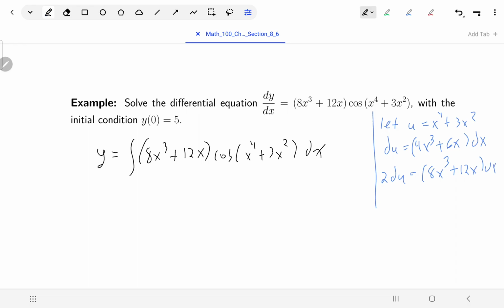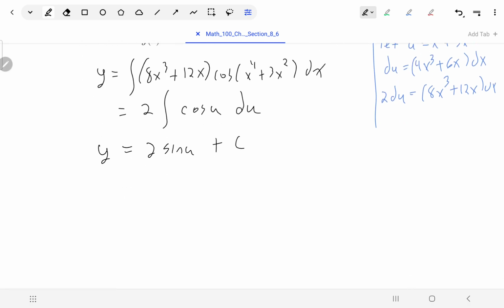So I guess now we're ready to do our substitution. Cosine of x to the 4 plus 3x squared becomes cosine of u. And 8x cubed plus 12x dx becomes 2 du. So actually that's a much nicer integral to look at. So integrating 2 cosine u du, and that should be 2 sine u plus constant c. Of course, I need to go backwards and substitute in and say what u is. So I'm going to go and replace the u with x to the 4 plus 3x squared.